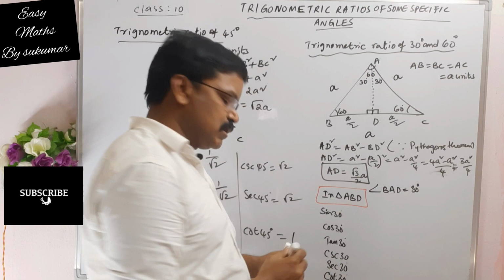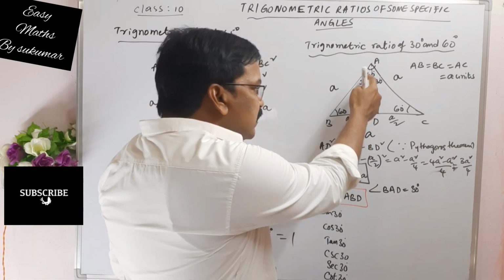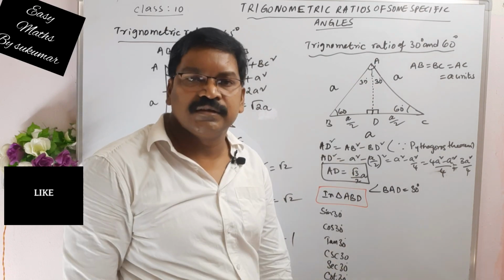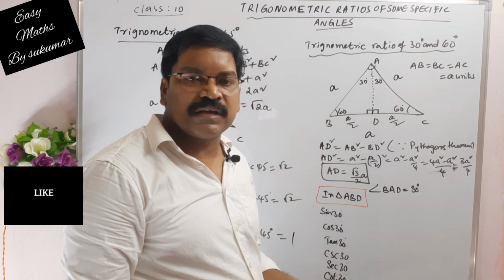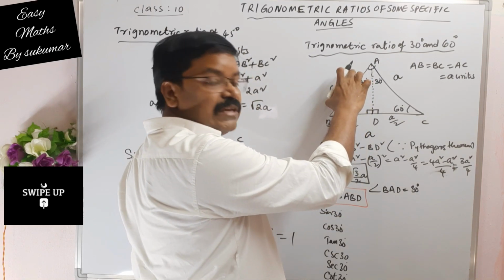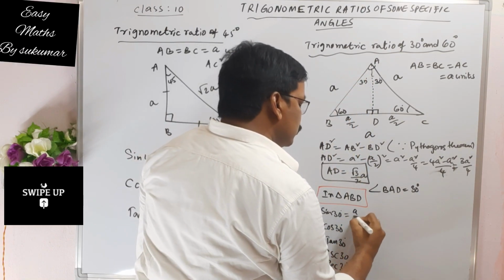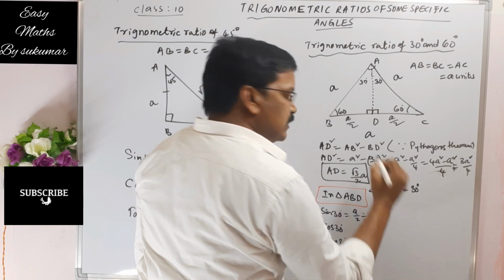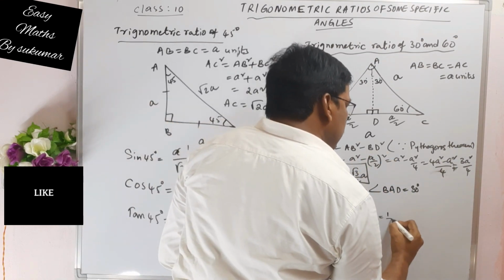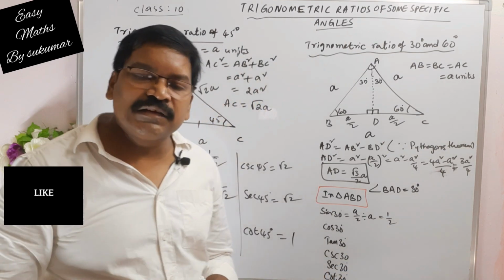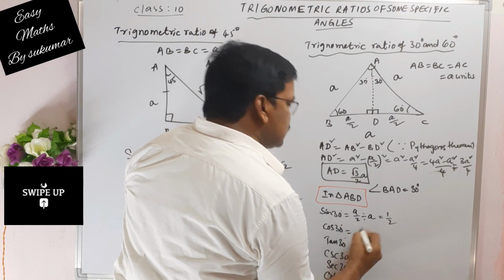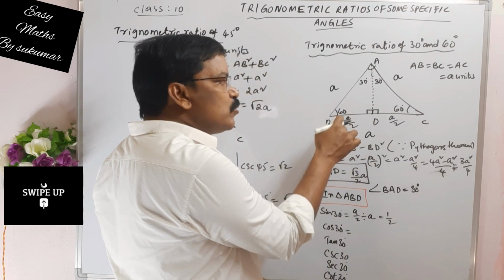Okay, my dear students, what is sin 30? This angle is 30 degrees. Sin 30 means opposite side by hypotenuse. Here, opposite side is BD, hypotenuse is a. So, this is a by 2 divided by a; a gets cancelled, it is equal to 1 by 2. So, what is sin 30 degrees, my dear students? 1 by 2. Coming to cos 30 degrees, adjacent side by hypotenuse.